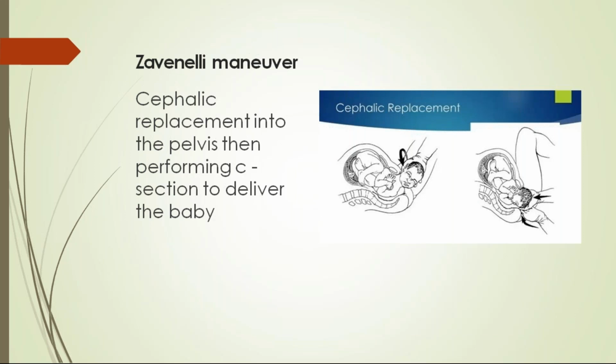Coming to Zavanelli's maneuver, this is cephalic replacement into the pelvis, then performing cesarean section to deliver the baby. This is also very difficult. To replace the head back into the pelvis is a very difficult procedure, but this is the last resort we have. If you have failed all the maneuvers and we can't deliver the baby, then we'll check for fetal heart rate. If the baby has a heartbeat, we'll try Zavanelli's maneuver by replacing the head back into the pelvis and then go for cesarean section. If there is no heartbeat, then we'll directly go for cleidotomy and deliver the baby.